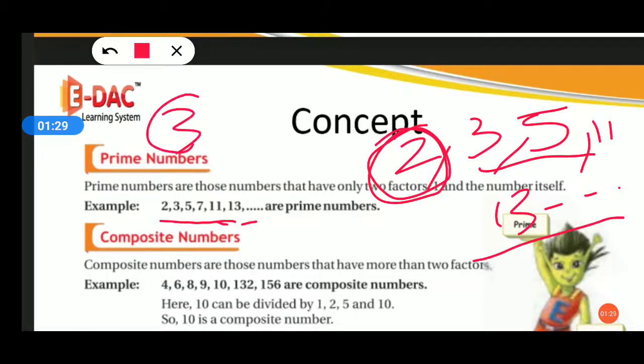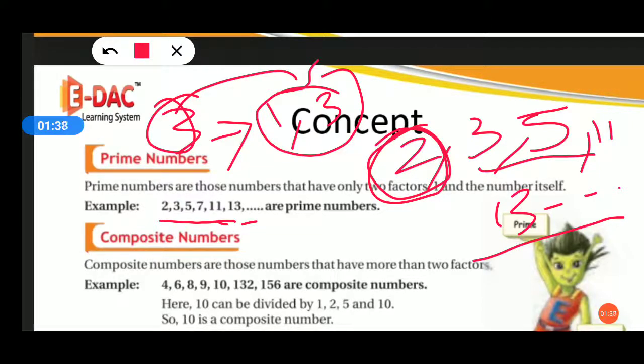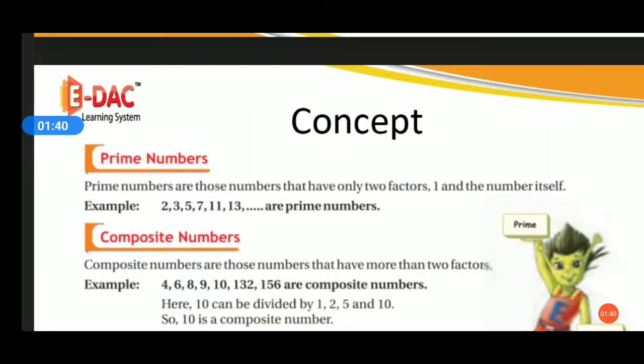See, for 3, what are the factors we have? It will go in the 1 table and in the 3 table, that is, the number itself. This is nothing but a prime number. A prime number should have only 2 factors, that is 1 and the number itself.